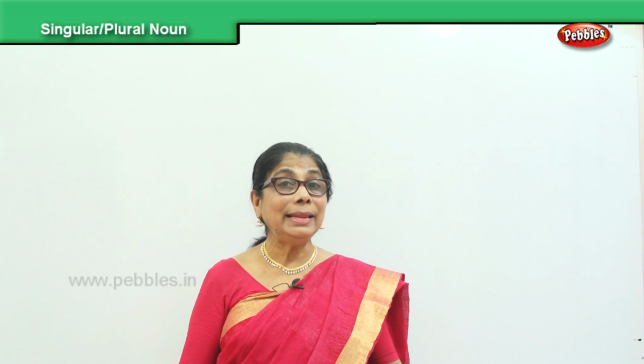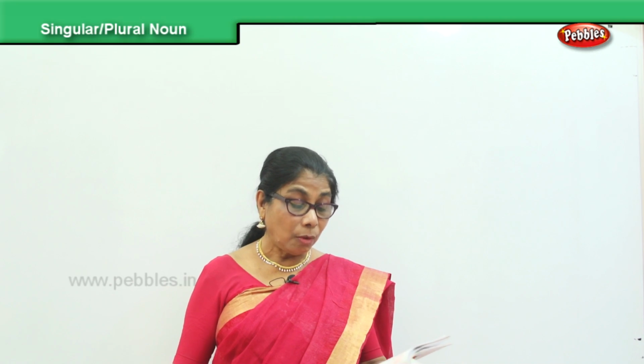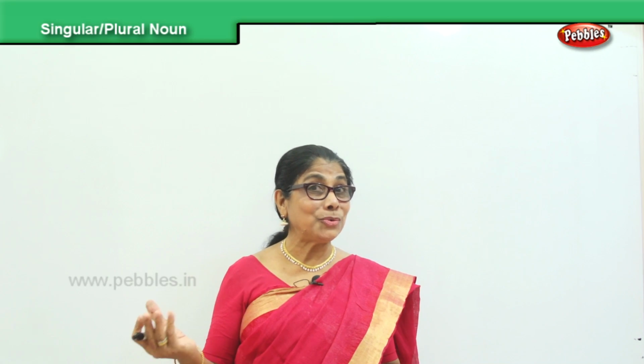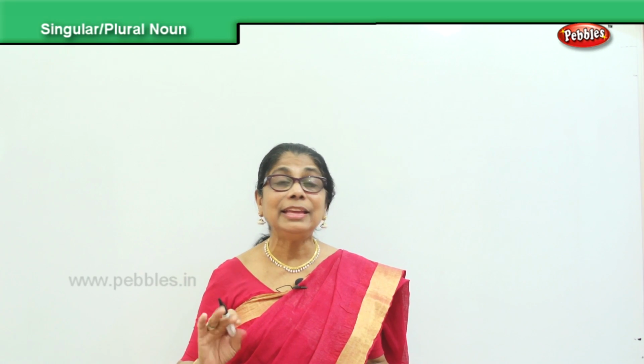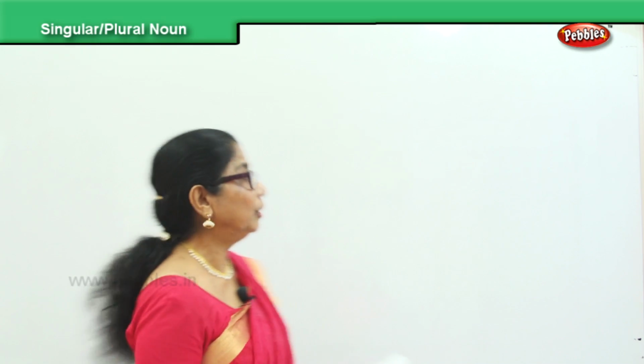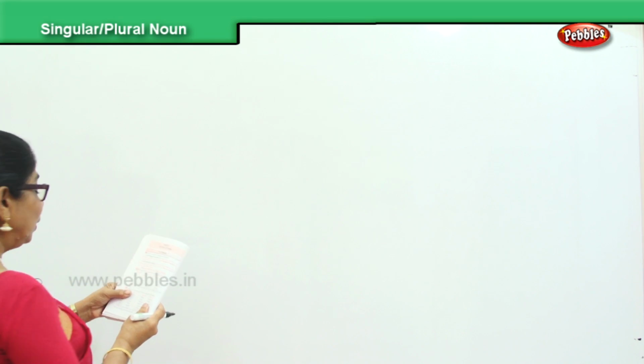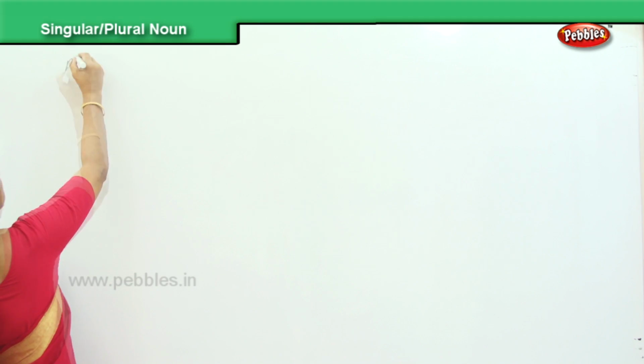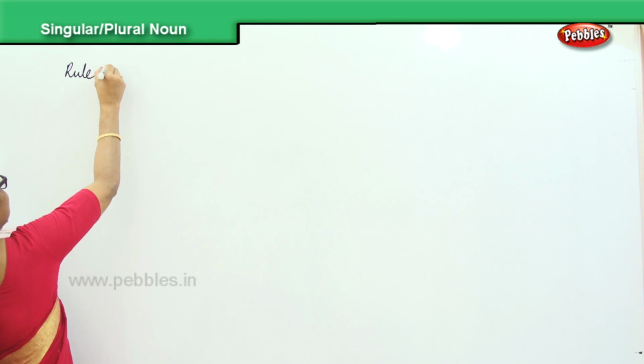Now we go into the second rule in forming the plural number. In this rule 2, all nouns ending in s, double s, x, sh and ch, we will form the plural for all these by adding es. So the rule number 2. The first rule was very simple. Now this is a little tricky. You got to be very careful. So we are going to singular plural rule number 2.